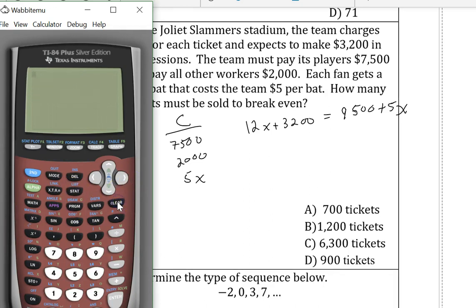So let's combine my x's first. So I'll do 12 minus 5. That gets me 7x. And then I'm going to subtract this 3,200 over here.